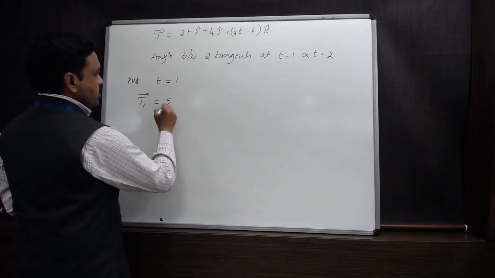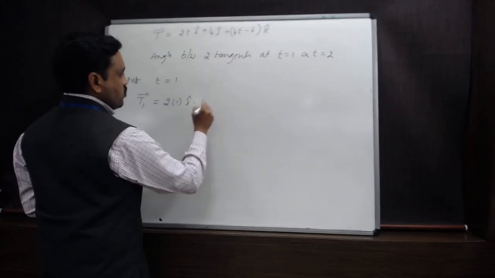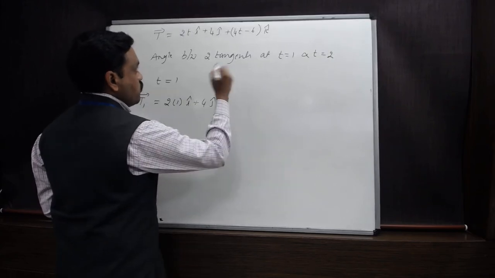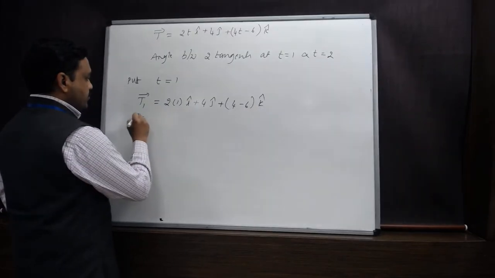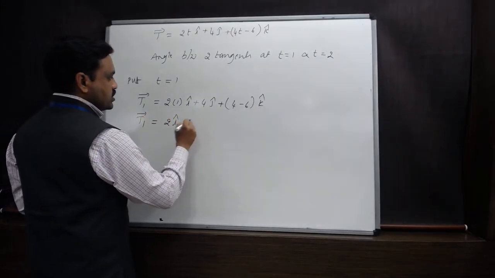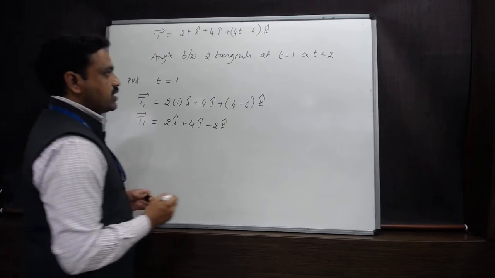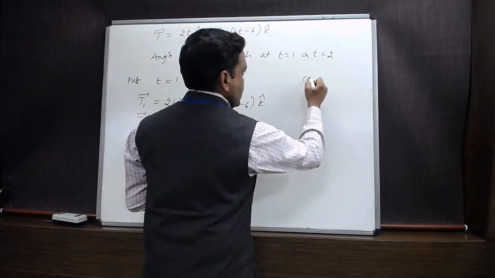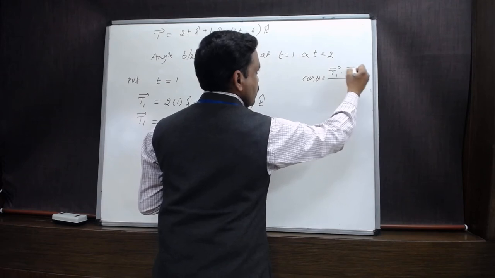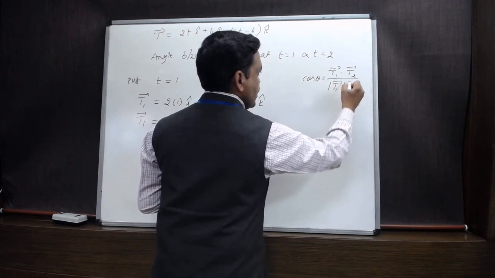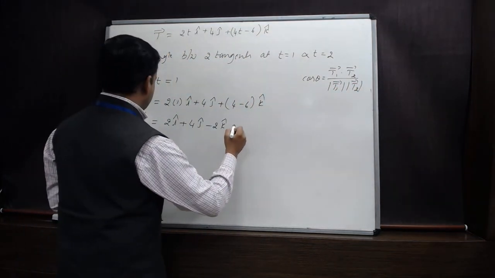So put t equals 1, then this is denoted as T1. T1 is equal to 2 into 1 i cap plus 4j plus 4 into 1 is 4 minus 6 k cap, or T1 equals 2i cap plus 4j cap minus 2k cap. So in the angle, cos theta is equal to, this is the formula, vector T1 dot vector T2 divided by magnitude of T1 into magnitude of T2. So we require magnitude also. Therefore, you calculate the magnitude here.